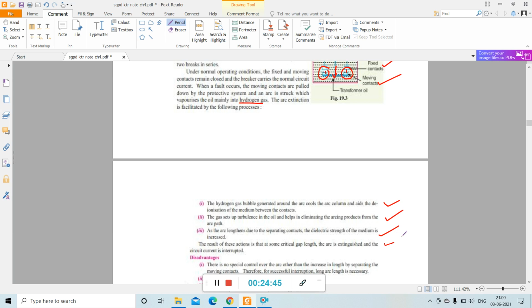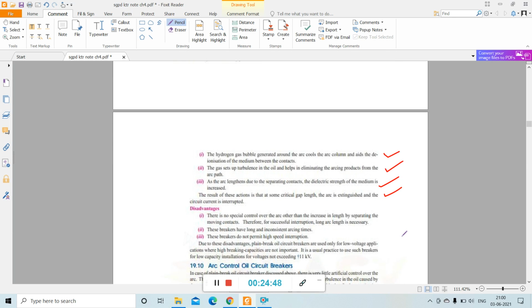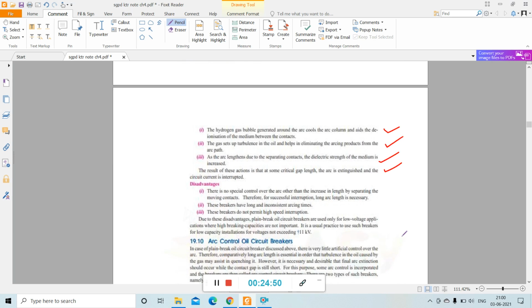Okay, there are some disadvantages with this type of oil circuit breaker. See, what are the disadvantages? There is no special control over the arc other than the increase in length by separating the moving contact. Therefore, for successful interruption, a long arc length is necessary. These breakers have long and inconsistent arcing time due to the high arc length. So these breakers do not permit high speed interruption.